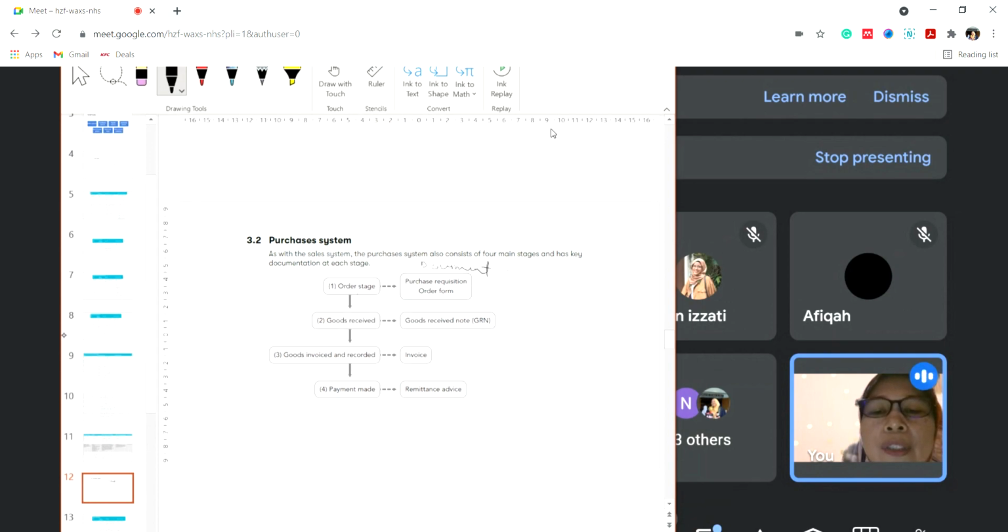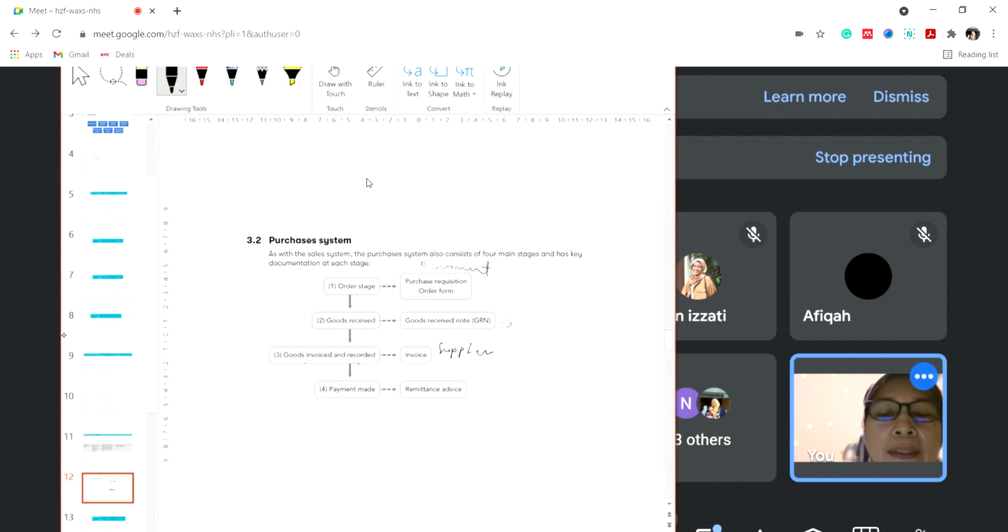Goods received. For the process of goods received, you have to look at the document used by the company, the goods received note, GRN. In purchase you have the goods received note, while the goods delivery note is on sales. Then you have goods invoiced and recorded: how the supplier invoices the company and how the company records the transaction. So the document you have to look into is the supplier invoice.